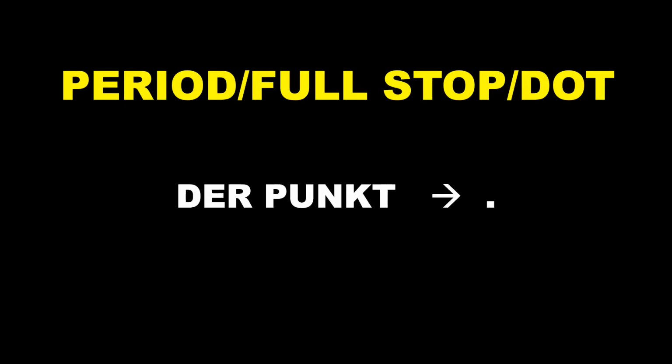Our first punctuation mark is period or full stop or dot. We know it with many names. In German, we call it der Punkt. As you already know, all the German nouns have an article. It's masculine and that is why it is der Punkt. We call it der Punkt, and there you can see the sign. Let's go ahead.